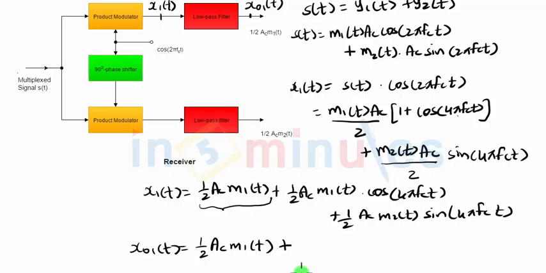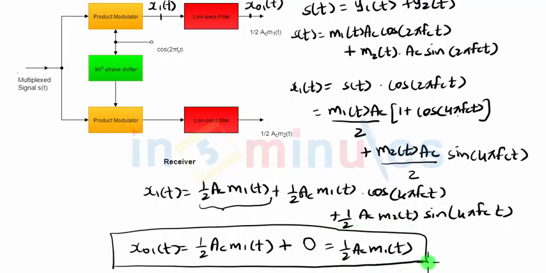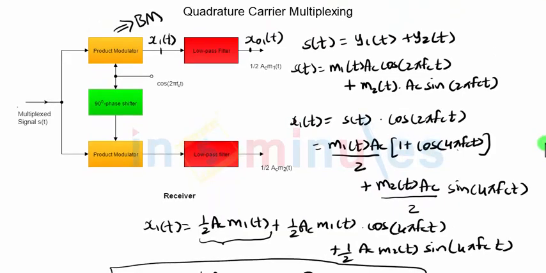And hence the output of the low pass filter will be only the first term. The remaining two terms will be blocked by the low pass filter, and hence we say that my output is nothing but the first modulating signal. You can see my output is the first modulating signal, and this proves that we can very well demodulate the first modulating signal from the mixture of the two modulated waveforms. We had taken two modulated waveforms, added them, and were transmitting the multiplex signal. So we could extract the first modulating signal, and hence partially we have proved that the quadrature carrier multiplexing system can work perfectly.